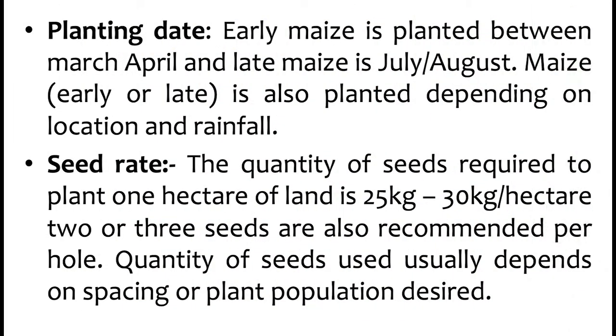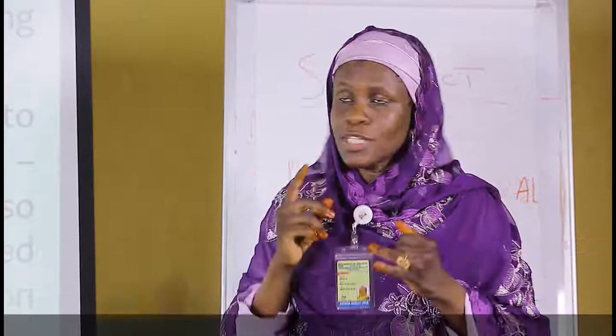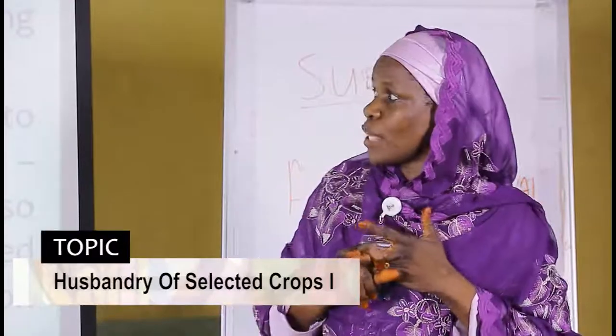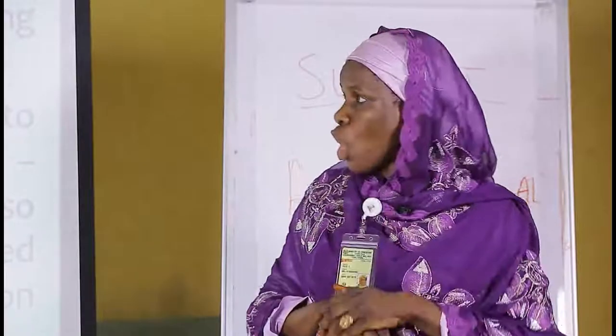Planting dates. Early maize is planted between March and April, while the late maize is planted between July and August. That means in a year, you can plant maize twice a year. The early maize we plant from March to April, while the late maize can be planted between July and August.